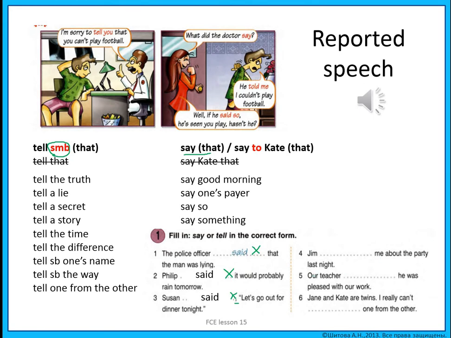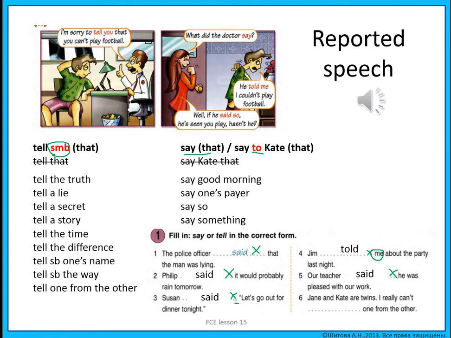Next, Jim told me about the party last night. So here you have an object, me. So if you have an object, you use told. Then our teacher said nothing, сказал, he was pleased with our work. So you use said.